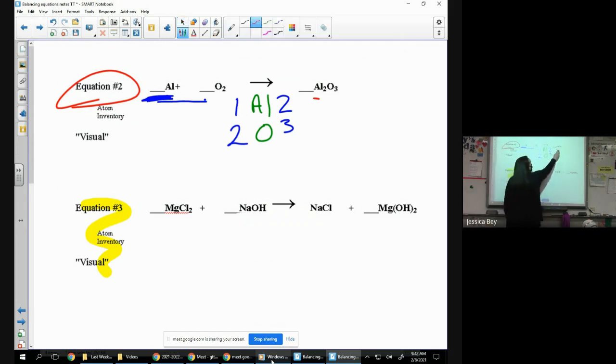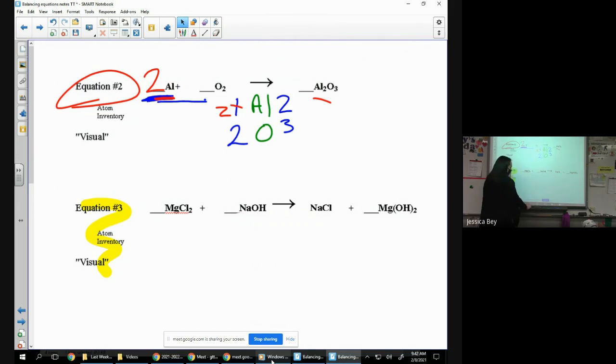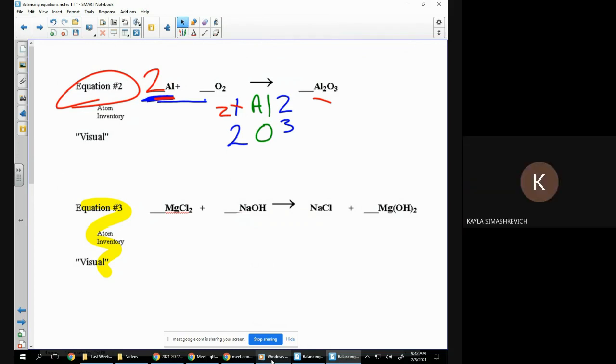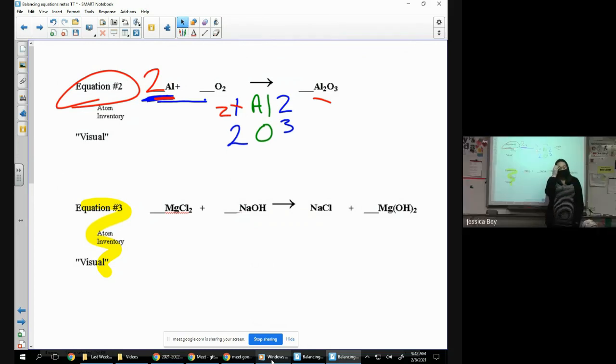I have 2 aluminums on this side, and I only have 1 over here. What multiplied by 1 gets me 2? 2. You got it. So I'm going to put a 2 here. Now my aluminums are balanced, correct? Yeah. My oxygens are not. What do 2 and 3 both go into?